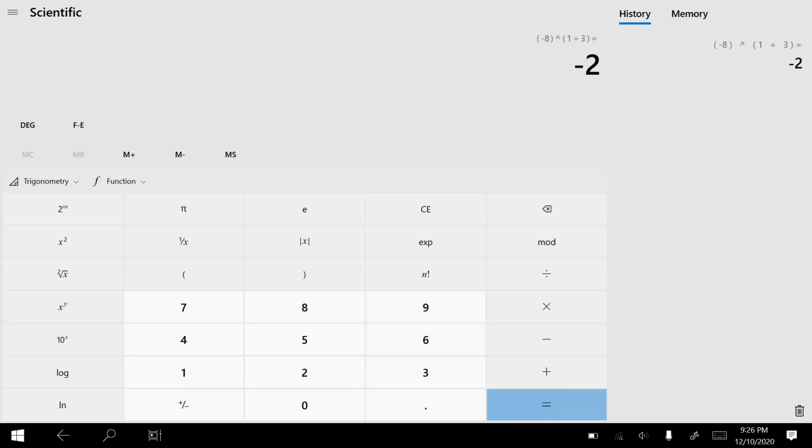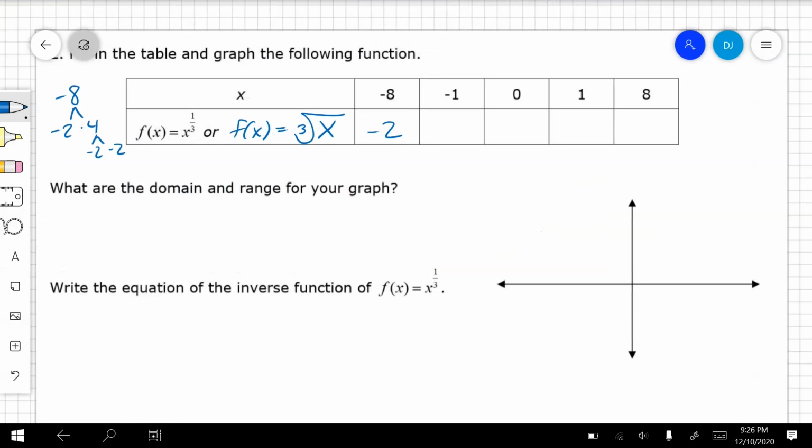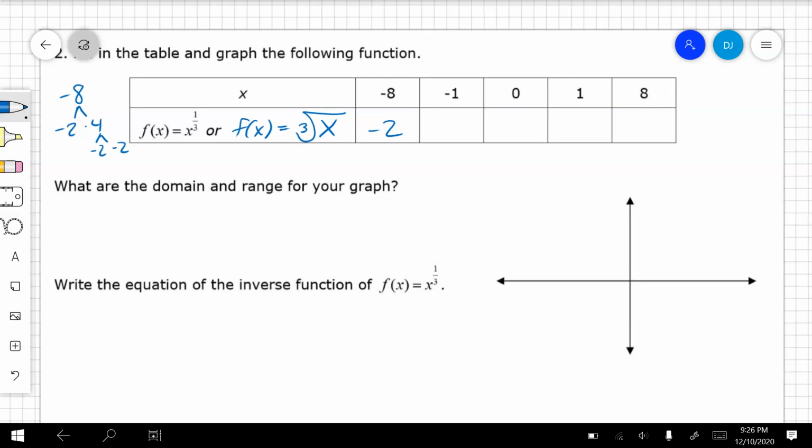Alright, so let's go ahead and take a look back at our whiteboard. We're going to start off with -1. So what times what can give us -1? And it's just -1. And then the cube root of 0 is going to be 0. The cube root of 1 is 1. 1 times 1 times 1 is 1. And the cube root of 8 is 2. 2 times 2 times 2 equals 8.